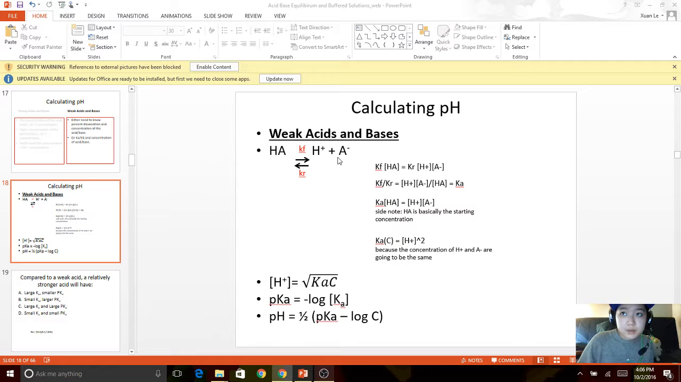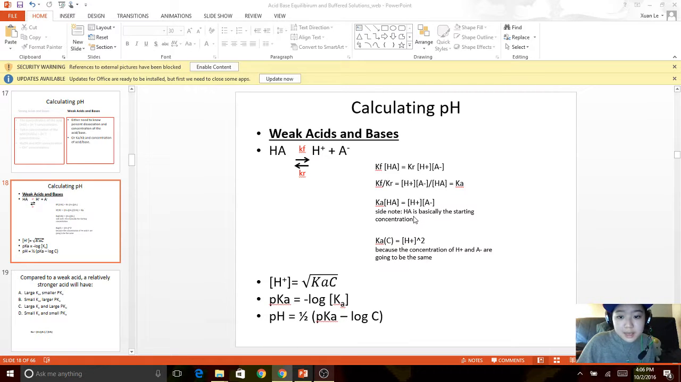Kf is the equilibrium constant of the forward reaction, while Kr is the equilibrium constant of the reverse reaction, and the rates are going to be the same. So we can get this equation right here: Kf times HA is equal to Kr times the hydrogen concentration times the conjugate base concentration. If we rearrange this equation by dividing each side by Kr and dividing each side by HA, we can get this equation. So just note that Kf divided by Kr is actually equal to Ka.